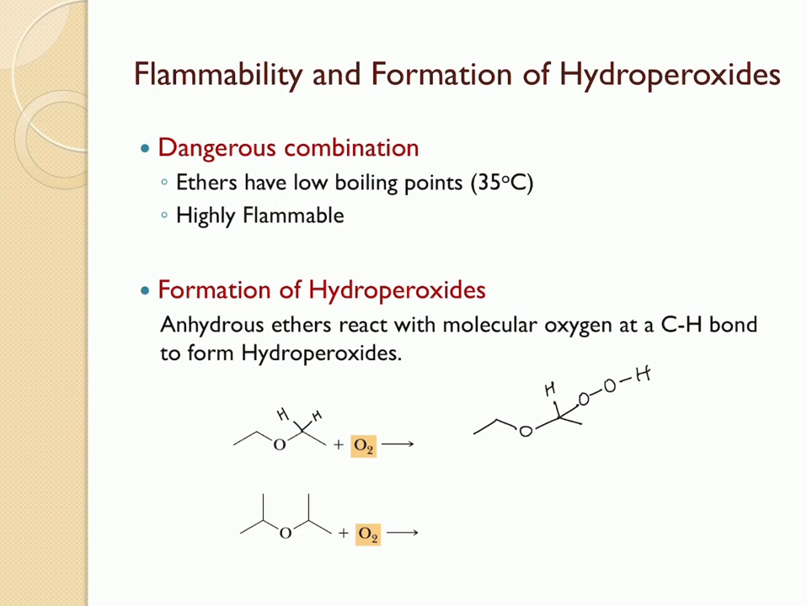The rate of hydroperoxide formation increases dramatically if the CH bond that is attached to the oxygen is secondary, like in the case of diisopropyl ether, because it can favor the formation of a relatively stable tertiary radical. So here in this case again, this is the hydroperoxide that is formed.